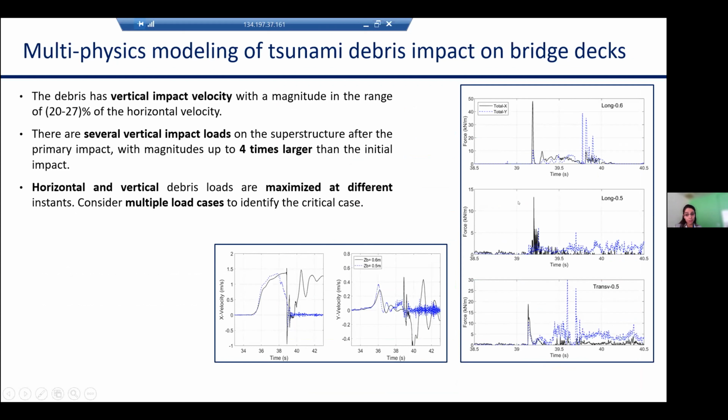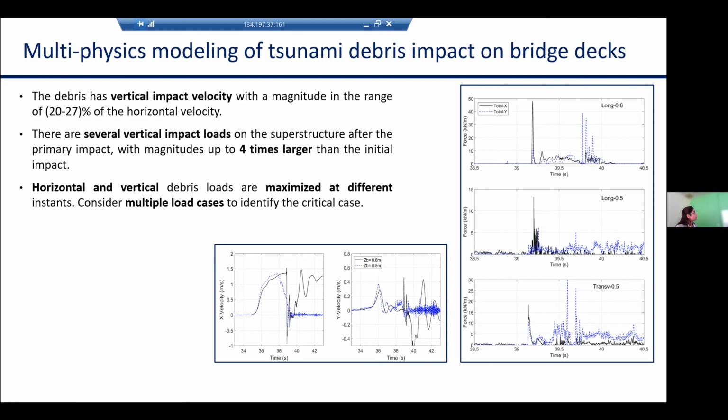And as you can observe here, in terms of the debris impact force, the horizontal impact forces are presented by the black curve and the vertical impact forces are presented by the blue curve for different scenarios. For example, these legends mean that for the longitudinal debris, the long axis of the debris is parallel to the wave propagation, with a deck elevation of 60 centimeters. Here we have the same orientation for the debris, with a different deck elevation. And we have the transverse debris orientation, which means that the long axis of the debris is perpendicular to the direction of the wave propagation.